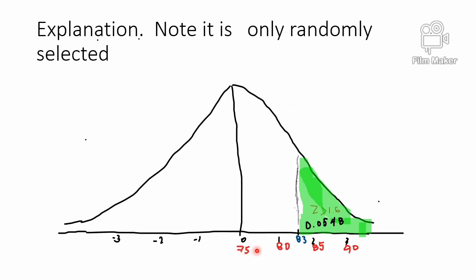If you graph this one, this is the mean. 75 plus 5 will be 80, then 85, and 85 plus 5 will be 90. This belongs to, take note, 1.6. So how do we get the 1.6? Z is greater than 1.6. 1 minus the value of the given, and the answer is around 0.0548.